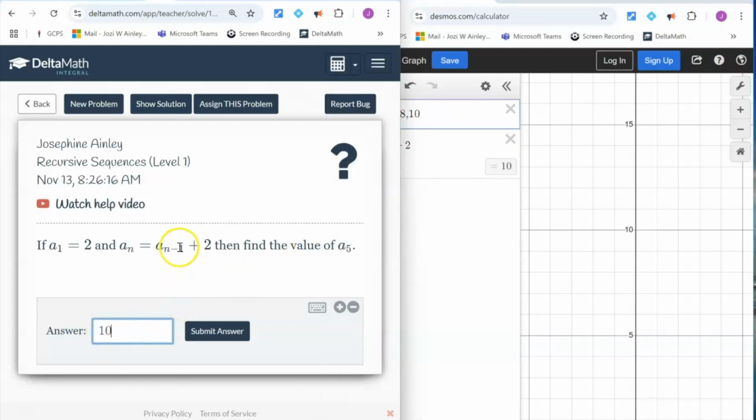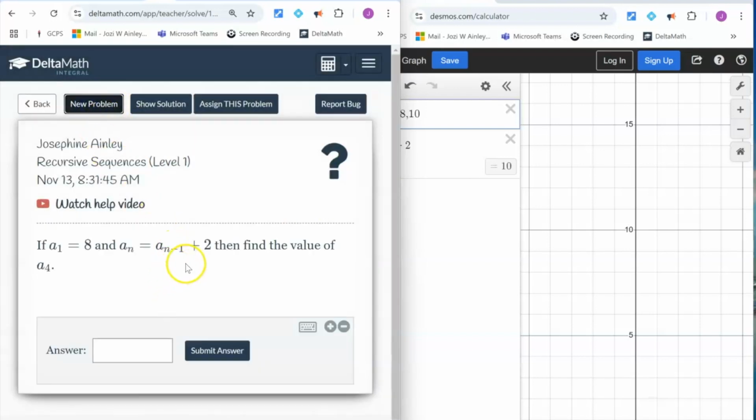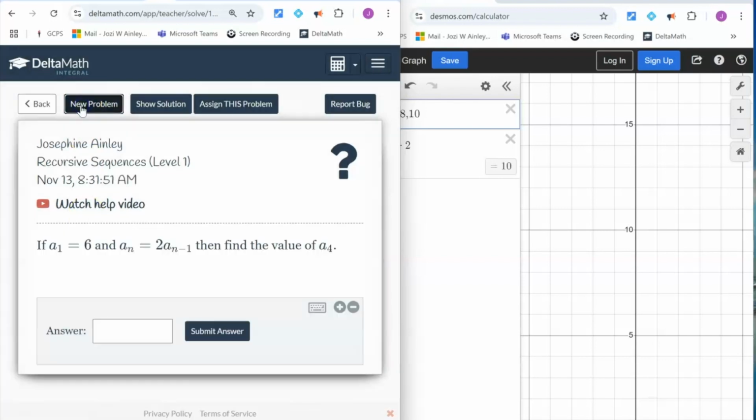All right, so again, the key thing about this whole thing is understand, what does this mean? The previous term. All right, where do I start? At a sub 1. All right, so let's go ahead and do another question. We're going to do a couple of these because you need to know what they are. This looks like the same thing, it just starts on a different one. So we're going to go ahead and skip that one.